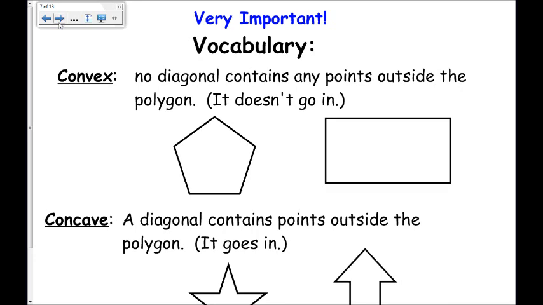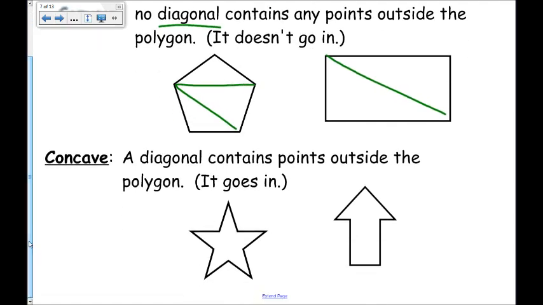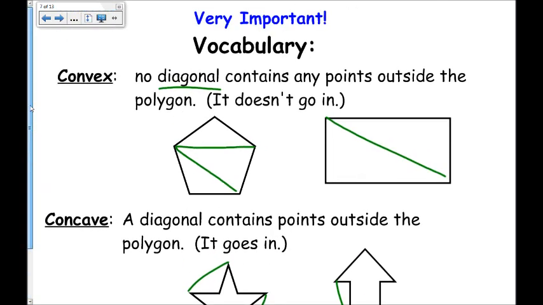Now, a convex polygon is where no diagonal contains any points outside of the polygon. So these are convex polygons because any diagonal that I draw will always be inside the figure. Concave polygons are where there are diagonals that go outside. For example, this one is outside and this one is outside, or this one is outside. Now, in general, the polygons we talk about in this class are almost exclusively convex polygons, unless we say otherwise.